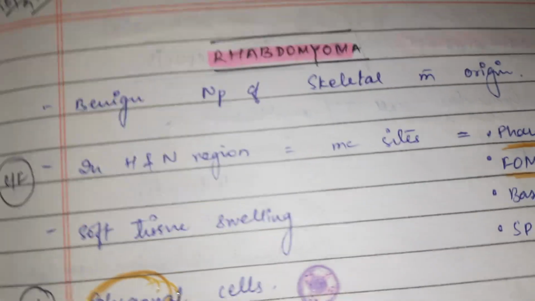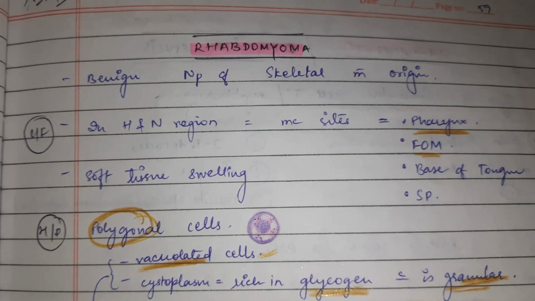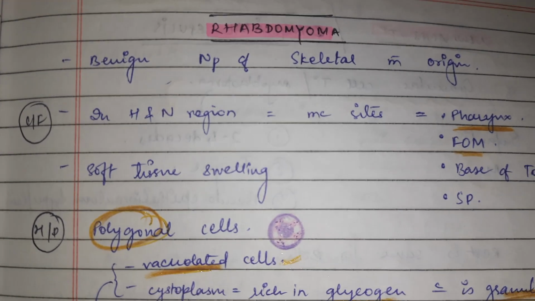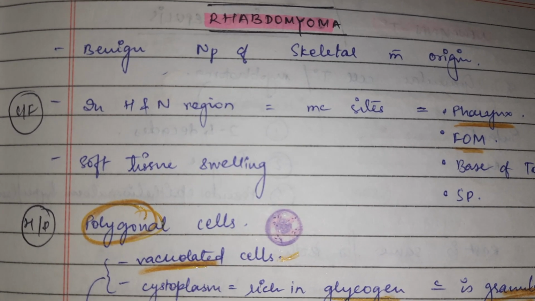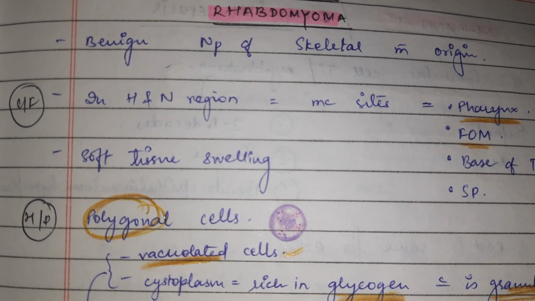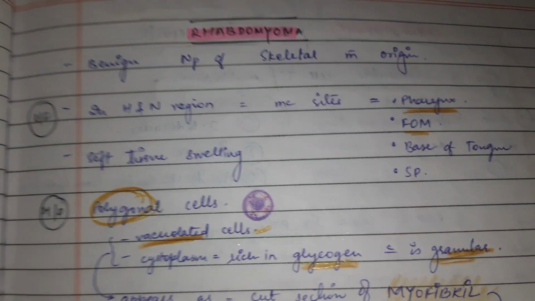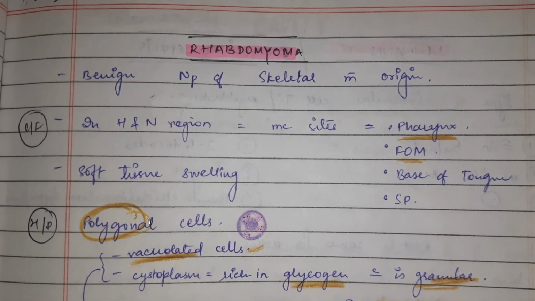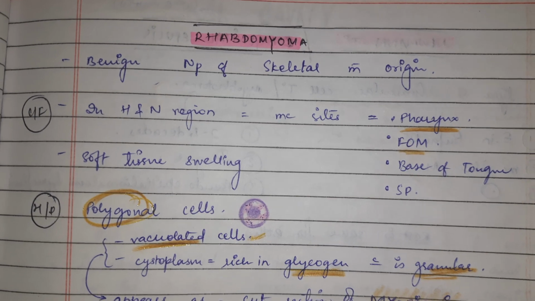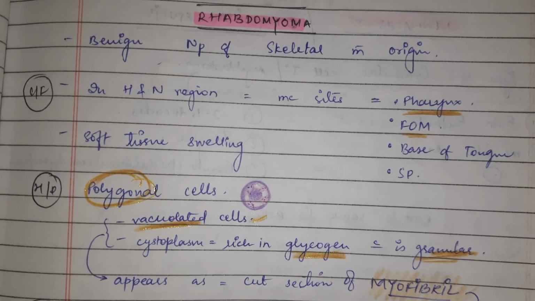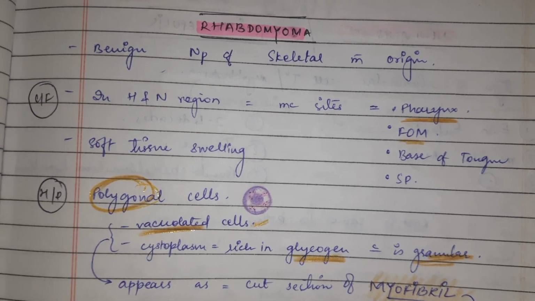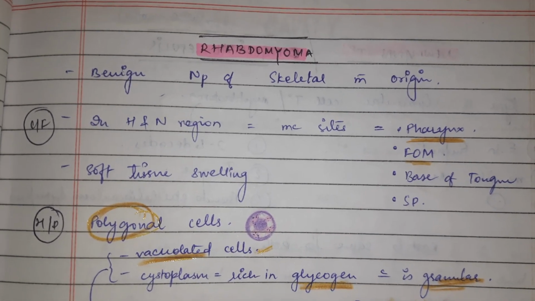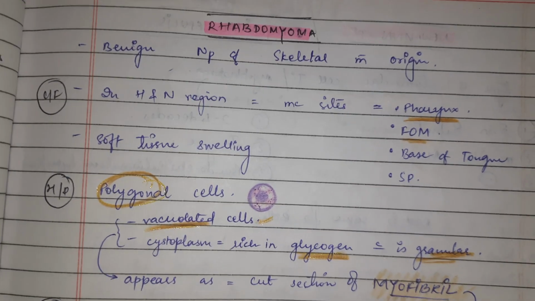Then rhabdomyoma, a benign neoplasm of skeletal muscle origin. If it is not rhabdomyoma and it is rhabdomyosarcoma, then it is a malignant neoplasm of skeletal muscle.